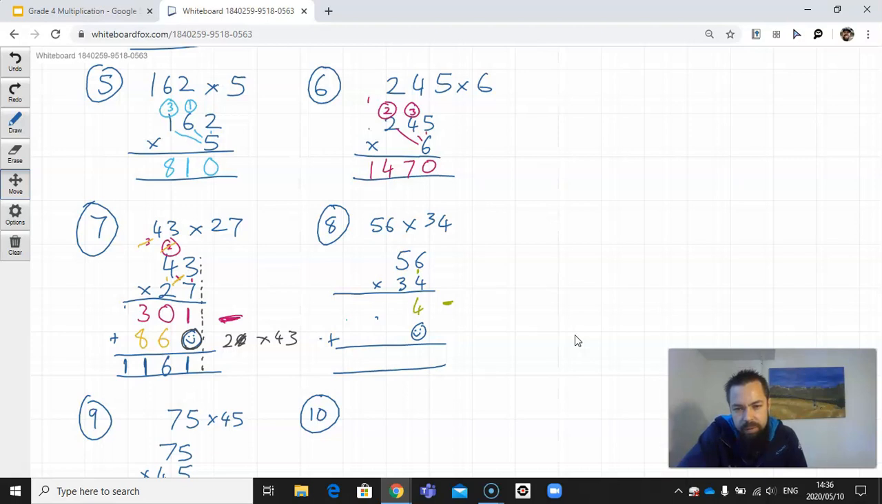You can see how if your times tables are bad, this is going to be difficult. So even if you know how to do it, you might still get the wrong answer if your times tables aren't good. So please learn your times tables.